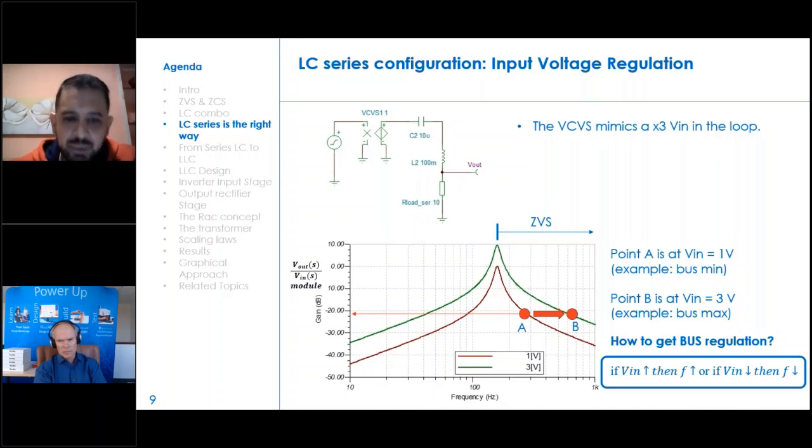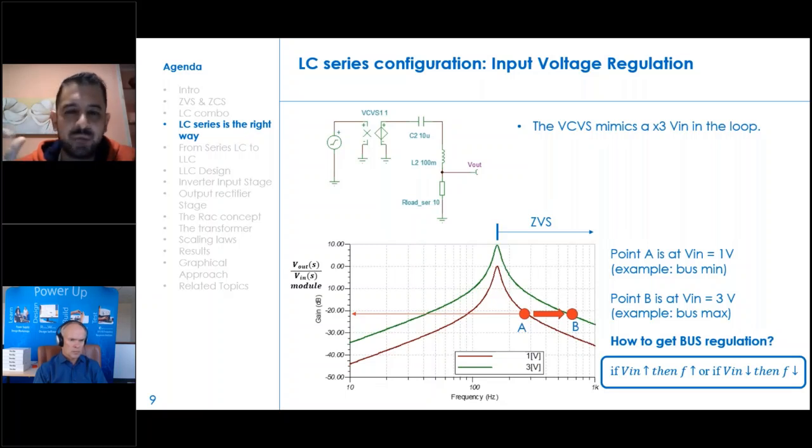So first lesson to bring home is this one. Careful here. Each time there is a certain event for which the output voltage tends to fall, so tends to decrease, the controller should be ready to decrease the frequency, because only by decreasing the frequency are you able to increase the gain, and so get voltage regulation.